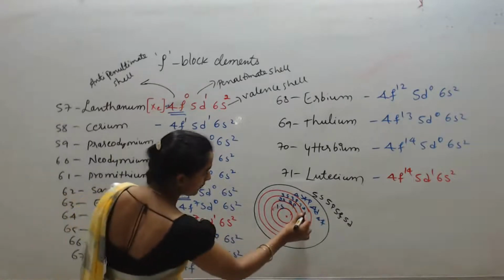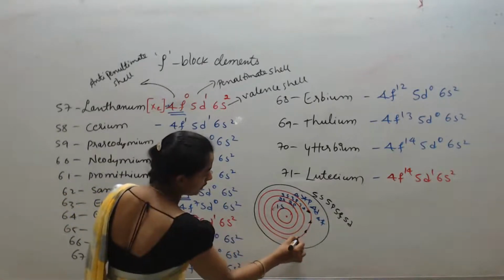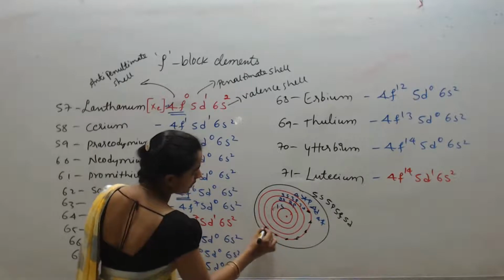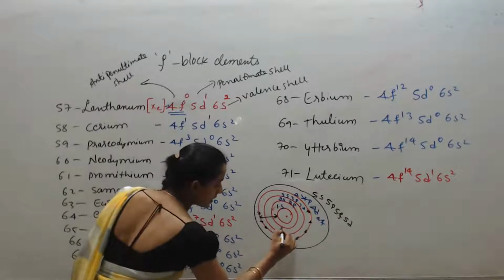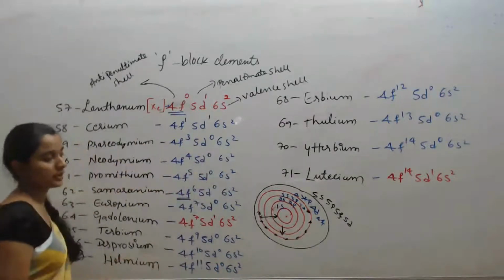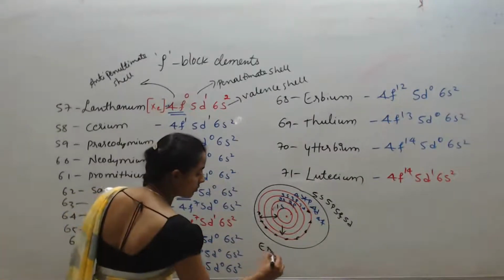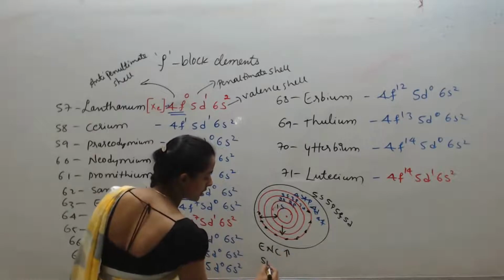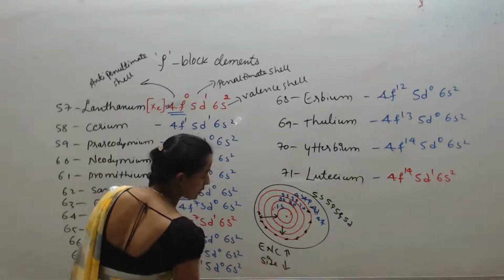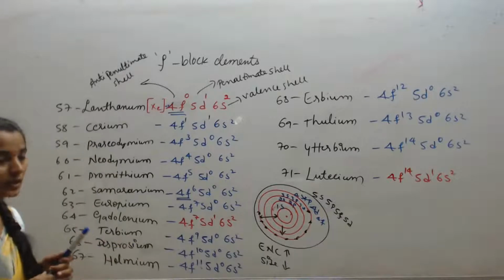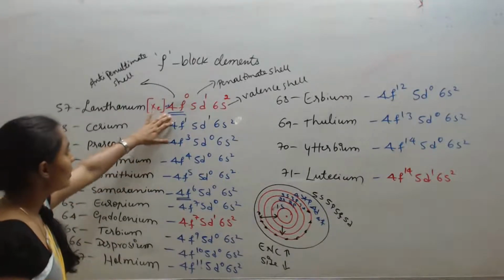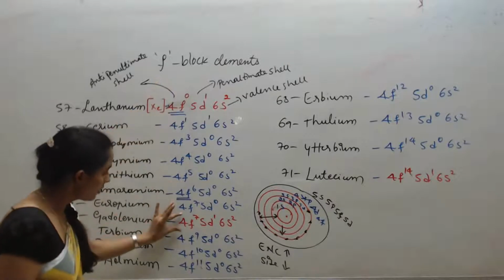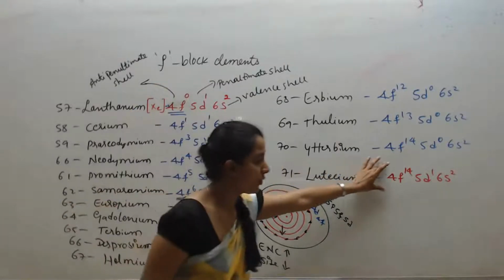So listen. Here the number of electrons goes on increasing, which means the effective nuclear charge increases and the size decreases. You remember this? Why I told this, I will explain after that. So here 4f0 is there, here 4f7 is there, here 4f14 is there.